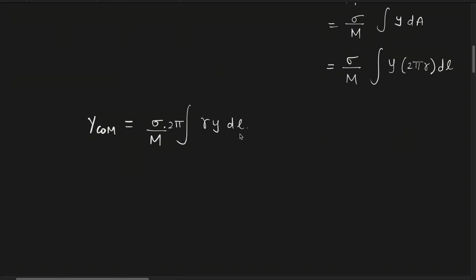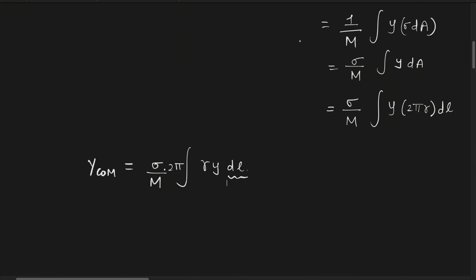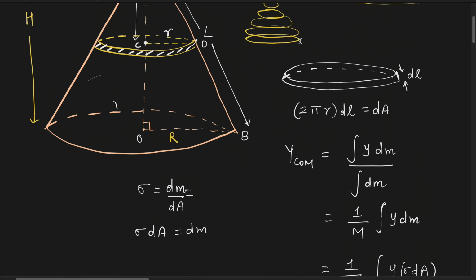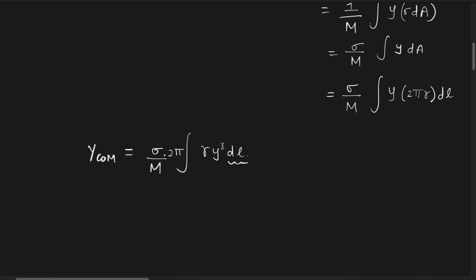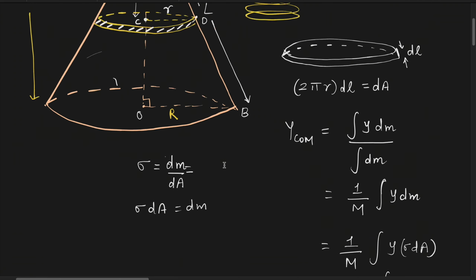So now this integral dl is over slant height, right? So my integration will be from 0 to capital L, because I am going to take my first ring over here, second ring over here, and so on till this end. So the integral limits will be from 0 to L, of course. But now I have to integrate over ry. I have to find out the integral of ry as well. But how will I find it?